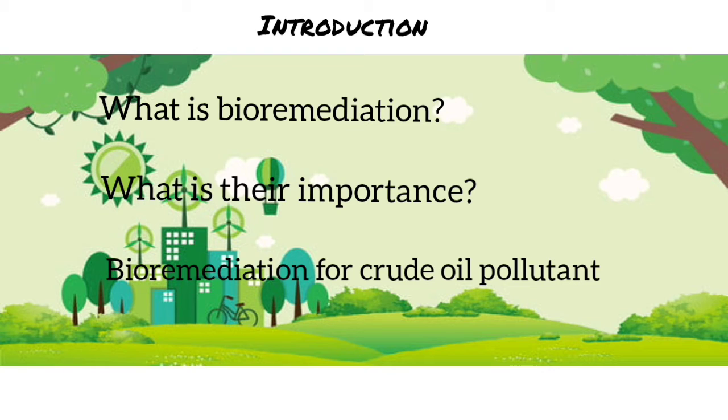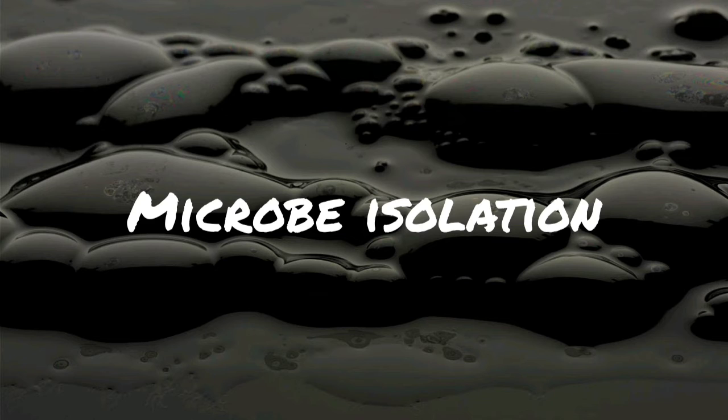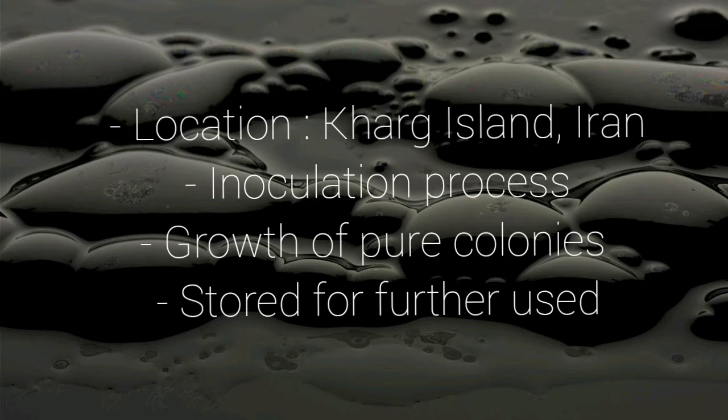Okay, next we will continue with the isolation and identification of the new strain. It is from an article given. Okay, we will continue with the microbe isolation. The sample is taken at Khan Island in Iran, which is one of the most important sites for oil exploitation in Iran. Why do we take it at this place? Because there is a high possibility that there is a lot of crude oil pollution in the location.